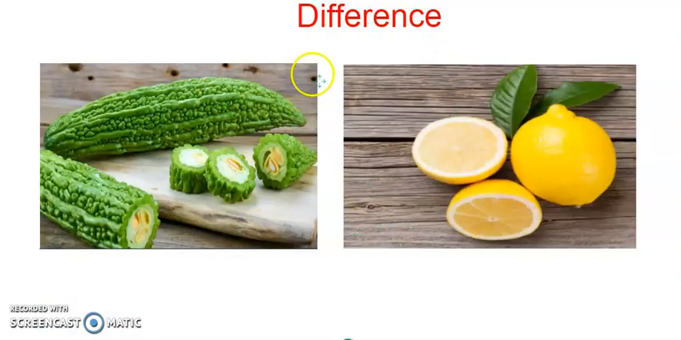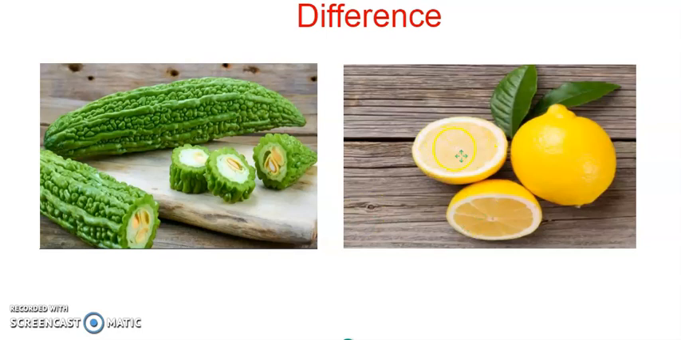Now, before heading towards the topic, can you tell me the difference between these two pictures? Yes, in one picture it's a bitter gourd and in the other one it's a lemon. What's the difference between them? Yes, the bitter gourd is bitter in taste and the lemon is sour in taste. Have you ever thought why is it so?